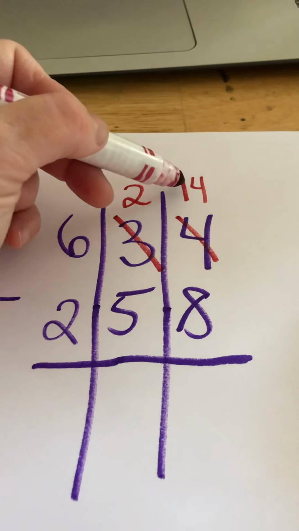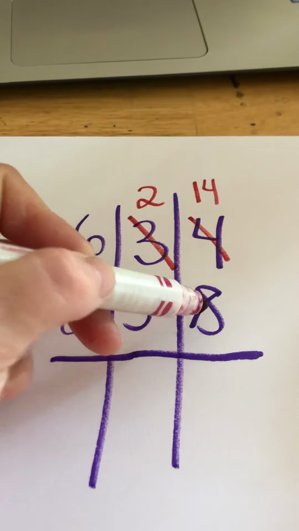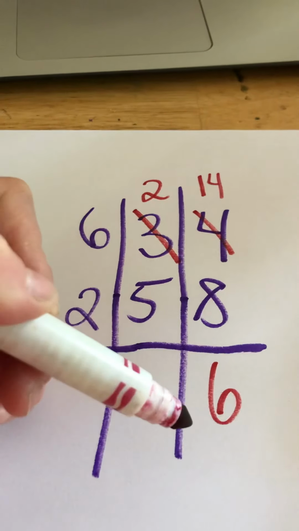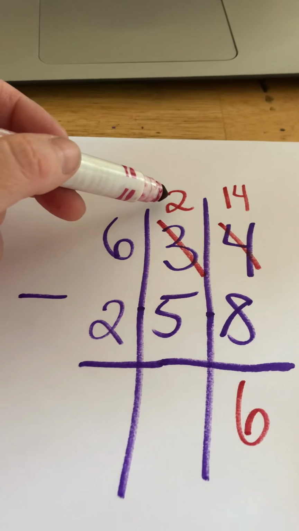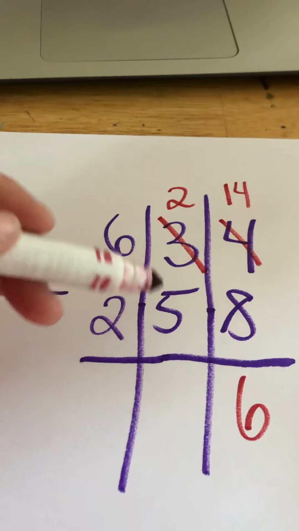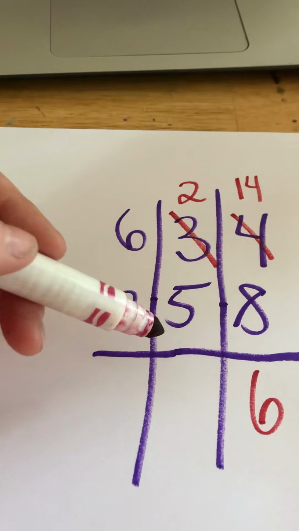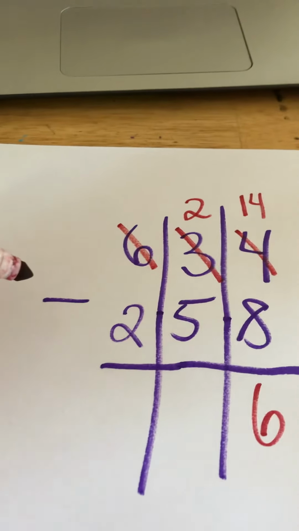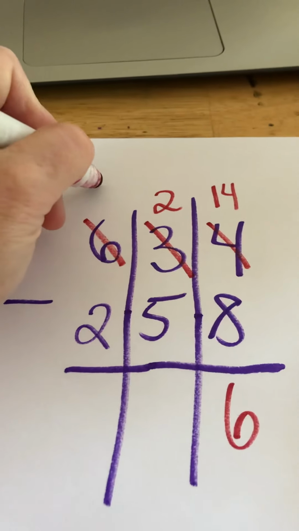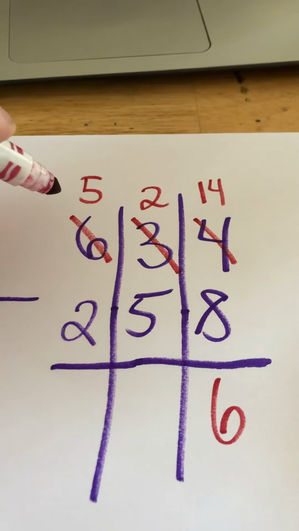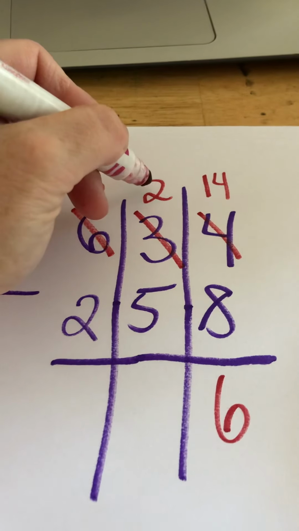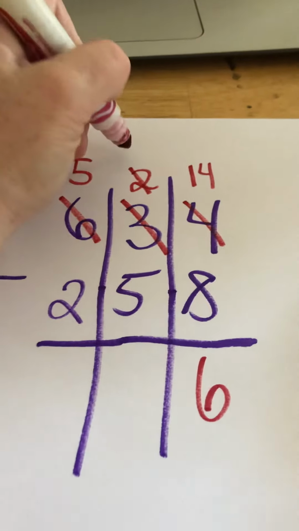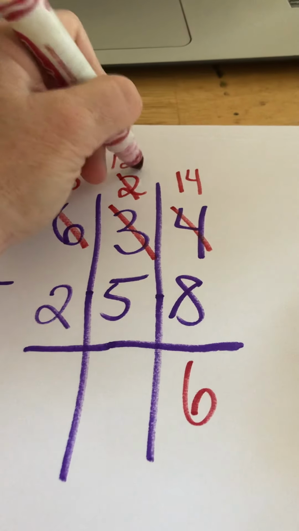Then I can subtract. 14 minus 8, do you remember? It's 6. Good. Now I have 2 tens, and I'd like to take away 5. I can't. It's bigger on the bottom. I don't have enough. So I go next door to the hundreds. I cross out the 6, and I leave myself with 5 hundreds. That gives me 10 tens. So I'm going to add my 10 tens to the 2 that I have. That gives me 12 tens.